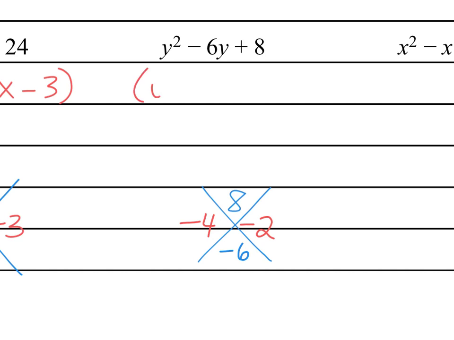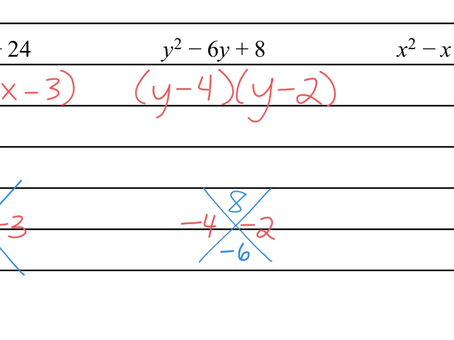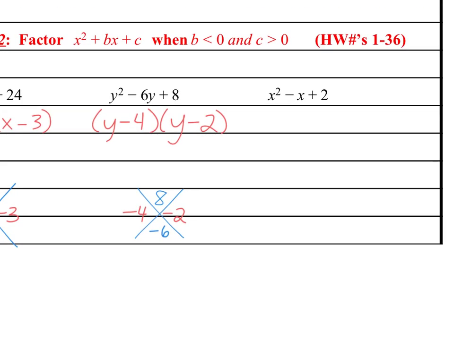So that would be y minus 4 times y minus 2. If we multiply that out, it works. Okay, and the last one.